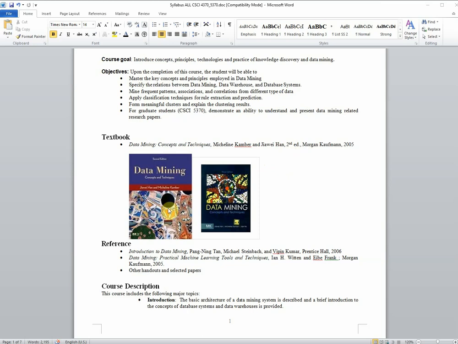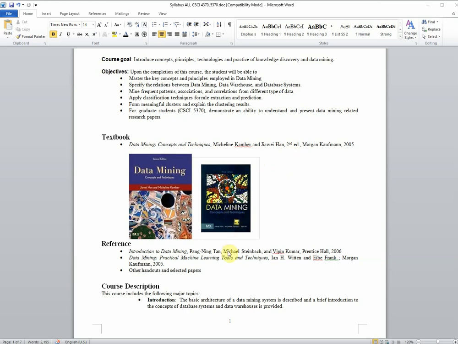It looks like this one, and this has a newer edition, which is the third edition, that looks slightly different from the previous one. Both books are fine. Whichever you can find is going to be useful for you guys.